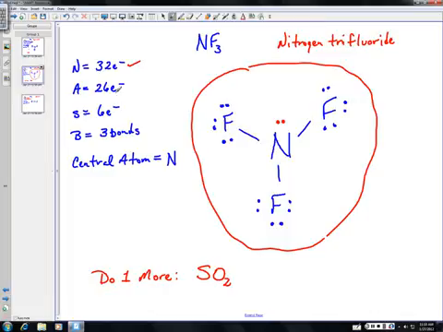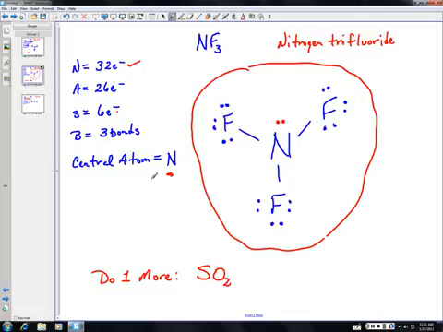Available is 26. Again, nitrogen is in group 5, so it has 5 valence electrons. Each of the fluorines is in group 7. So if you do your math right, that's 26. Shared would be 6. Bonds would be 3. You chose nitrogen as your central atom because fluorine is the most electronegative element, so any other atom has to be less electronegative.